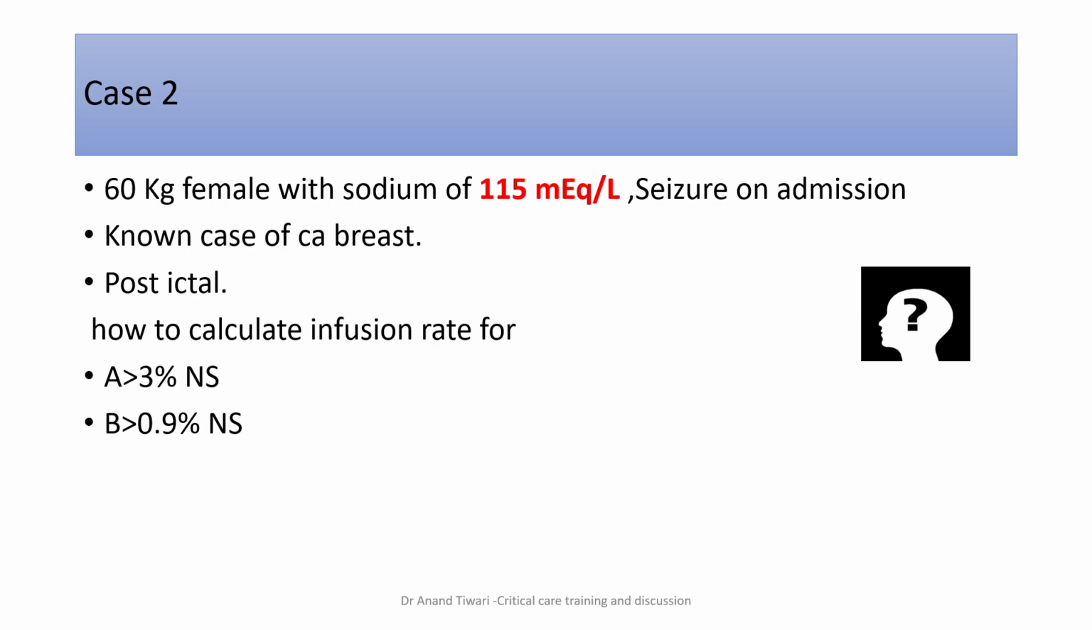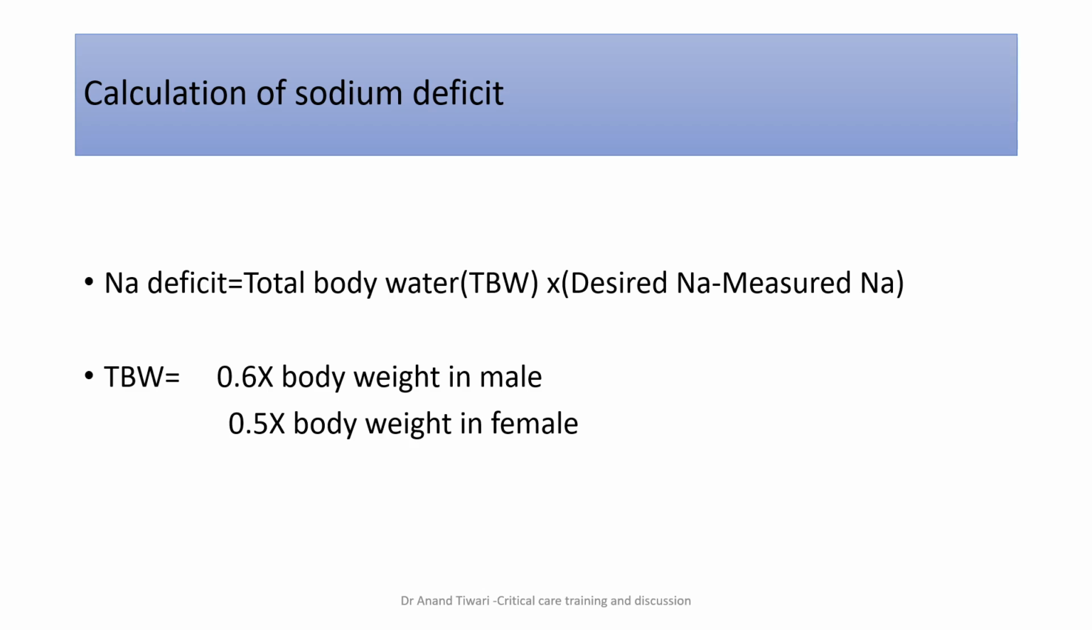there is a seizure on admission, you have very well ruled out that there is no metastasis. They have done the CT scan brain and the patient is in post-ictal phase. Here the rapidity of correction of sodium is important and you have to use 3% normal saline in such patients. How do I calculate the dose?